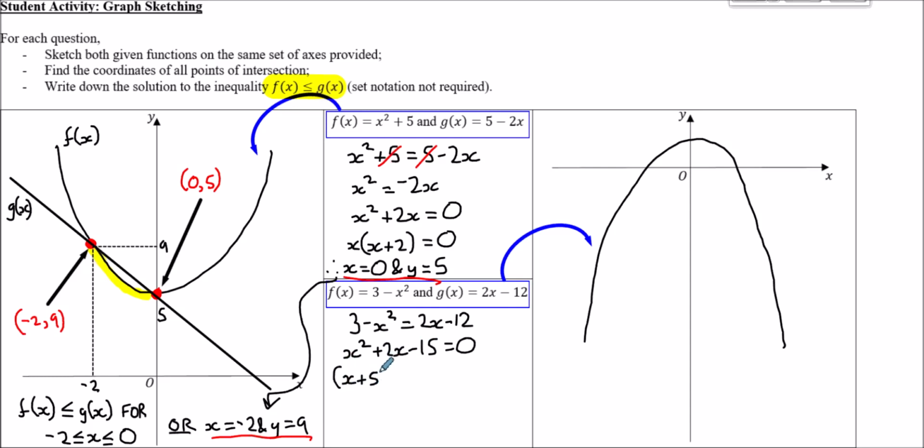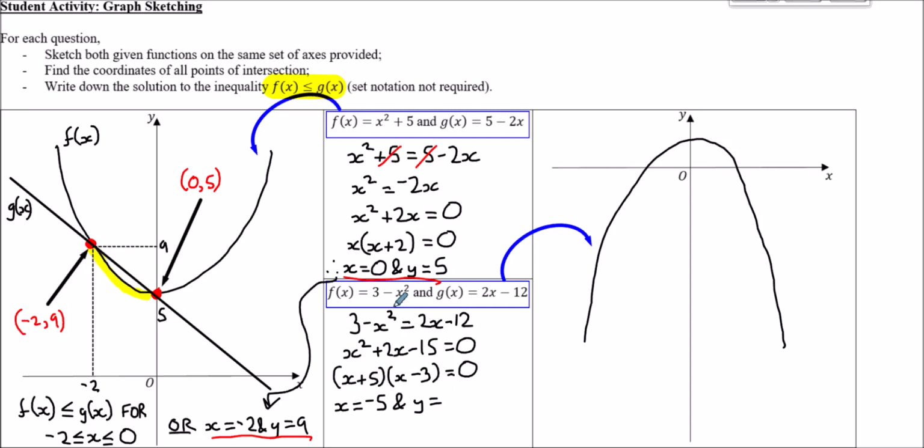So we get x plus 5, x minus 3 equals 0. And the solutions to this correspond to where these two lines will intercept. So obviously we could have where x is minus 5 and y is, well, let's work it out.